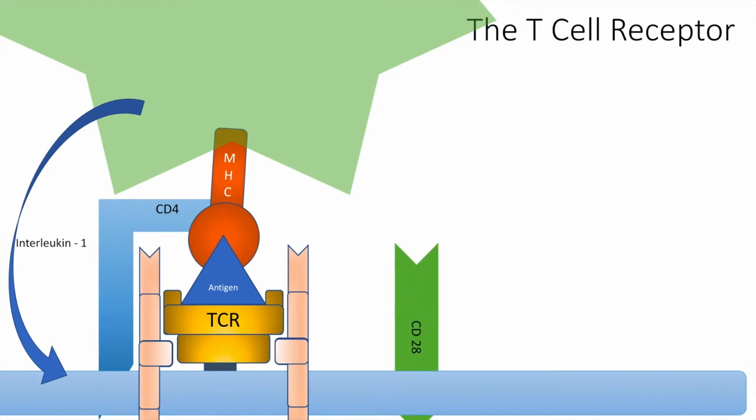This co-stimulation occurs through this molecule, the CD28, and from the macrophage side, this molecule, B7-1. This has to be present if we have to prevent antigen processing, recognition, and antibody production against self-antigens.